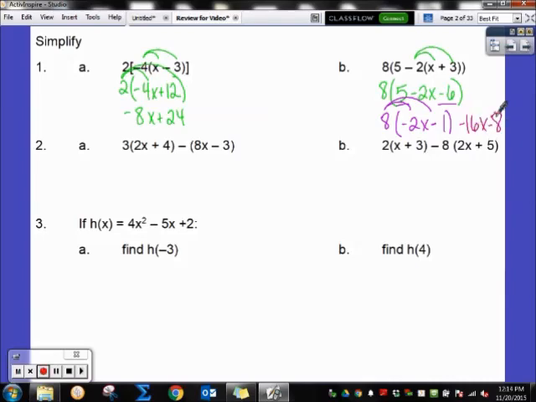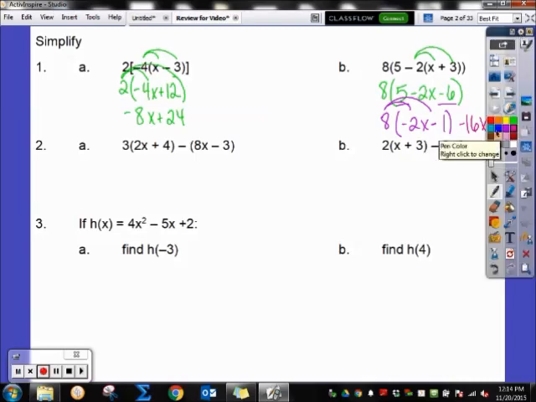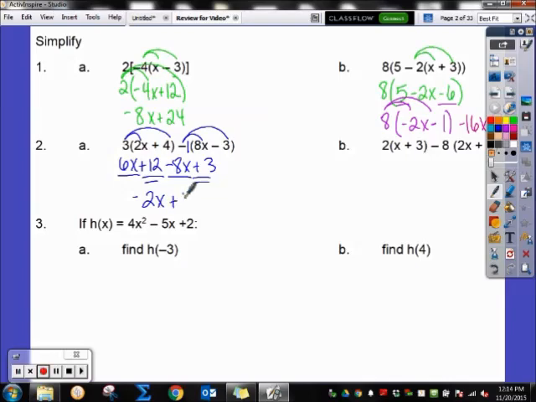For b, it's the same type problem. So we have to distribute. This time we need to distribute twice. So that minus is like distributing a negative 1. So we have 6x plus 12 minus 8x plus 3. Combine like terms. So we would have negative 2x plus 15.